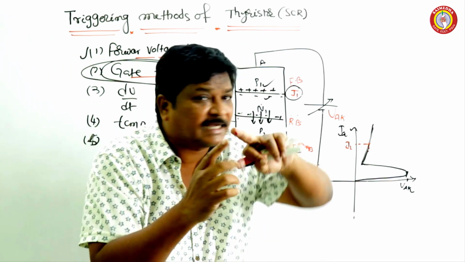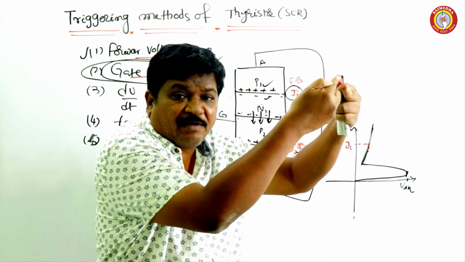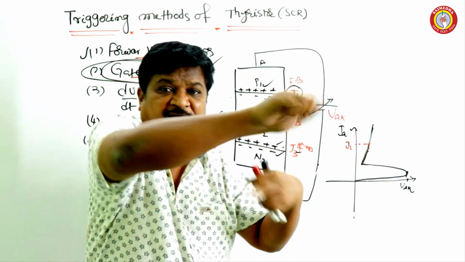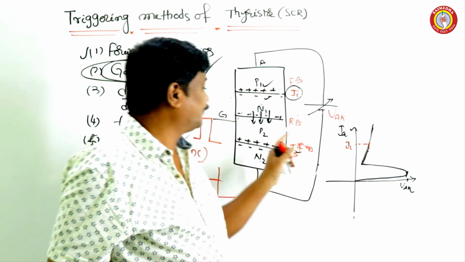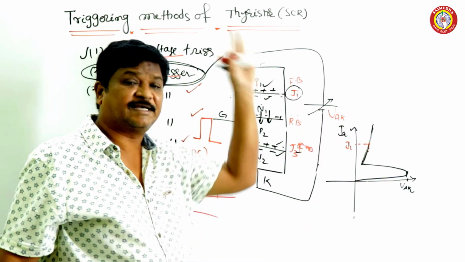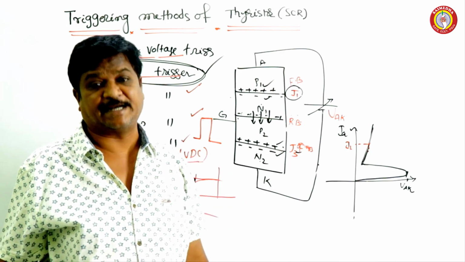Transistor T2 collector is connected to the T1 base, and T1 collector is connected to the T2 base. That cumulative action will take place. Even if you remove the gate pulse, the SCR remains in the conduction state only.